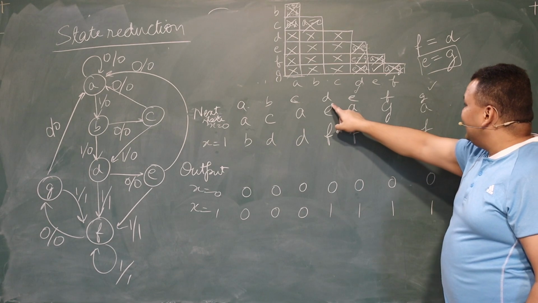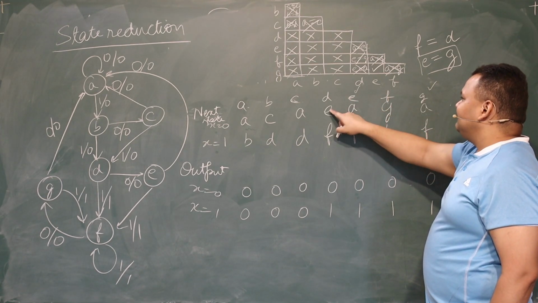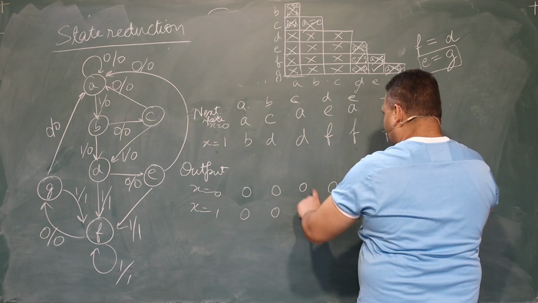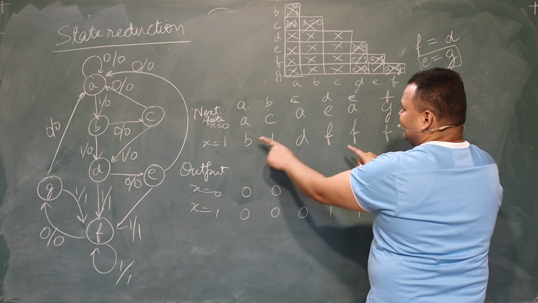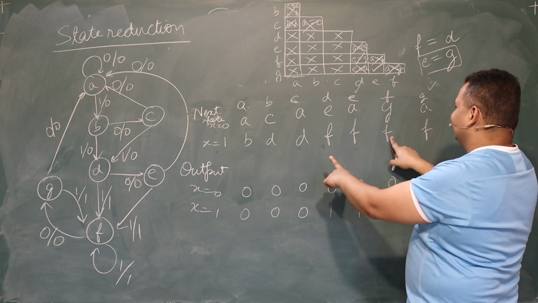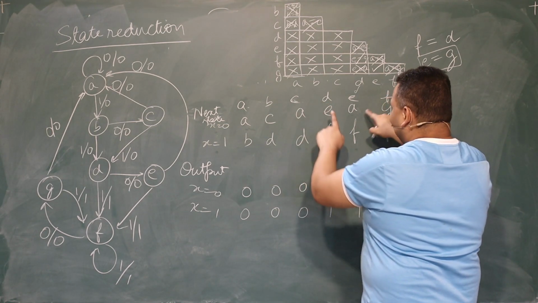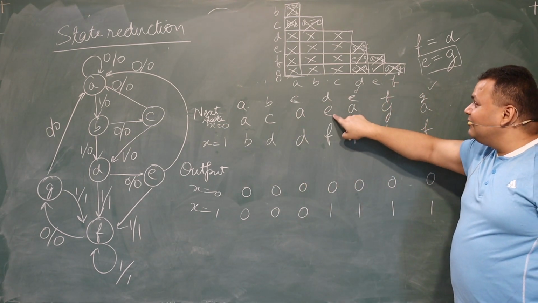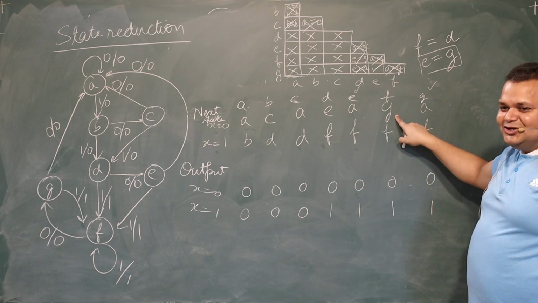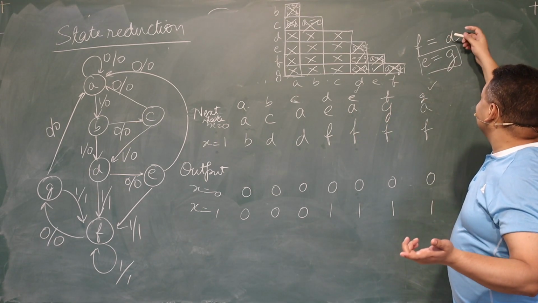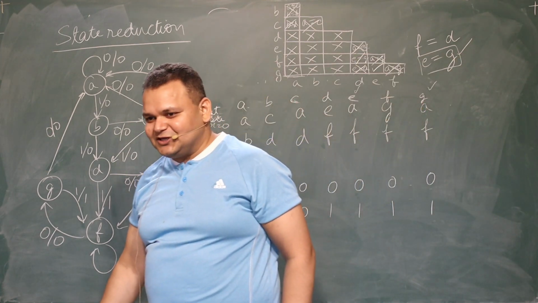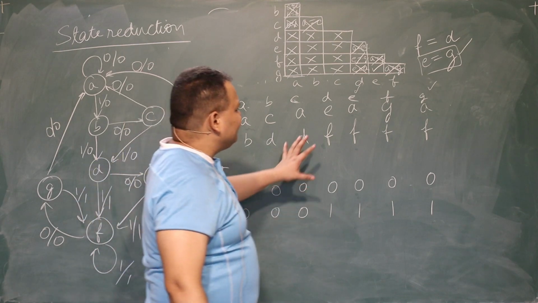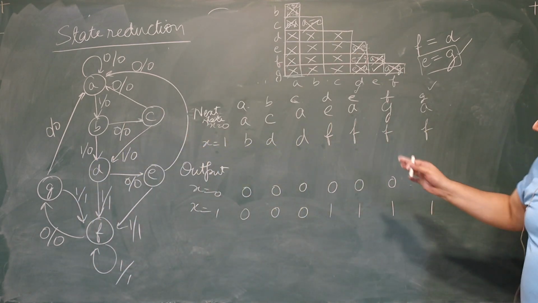Now, what about D and F? Outputs are the same obviously. When x equal to 1, both of them go to F. And D goes to E and F goes to G, which are the same states anyway. E and G are the same. So in that case, D and F are also the same. Okay, so if I were to reduce this, what will we do?